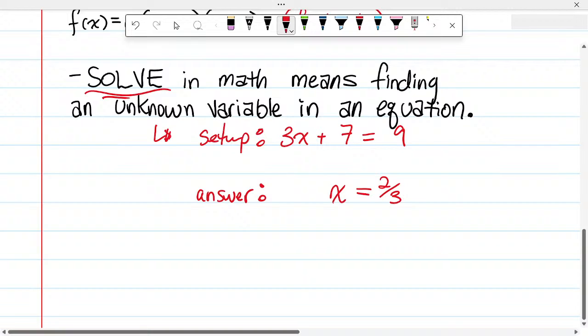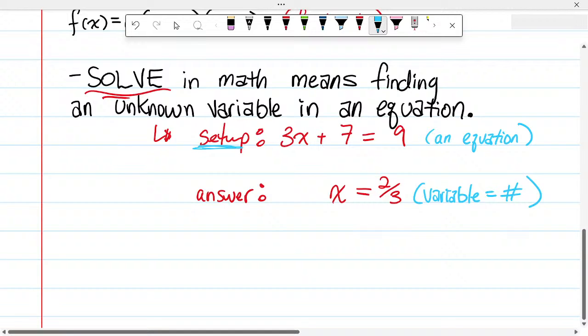We could do the algebra to show why. I'm not worried about that. But the point is, in a solving setup, they give you an equation. And when you're solving something, your answer will be variable equals a number. Does that make sense? That's what solving is.